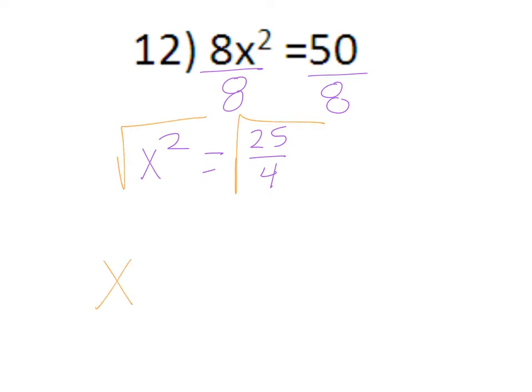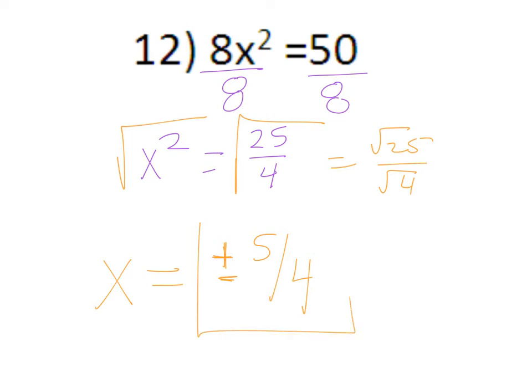So x should be equal to positive or negative. I could split this up to the square root of 25 over the square root of 4, and that's 5/4. So you need to have positive or negative 5/4.